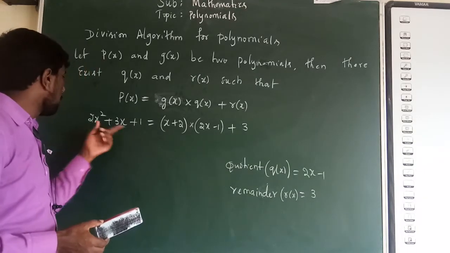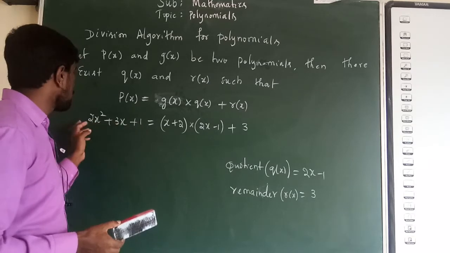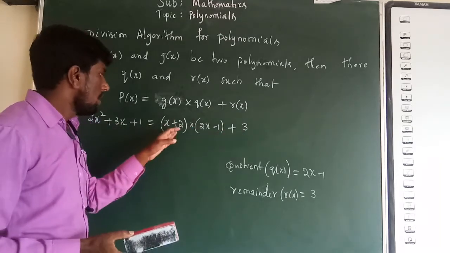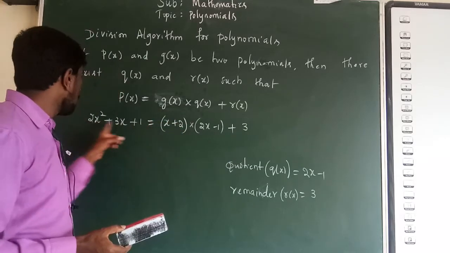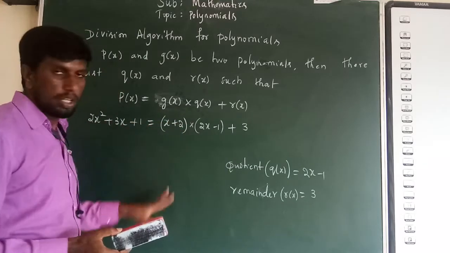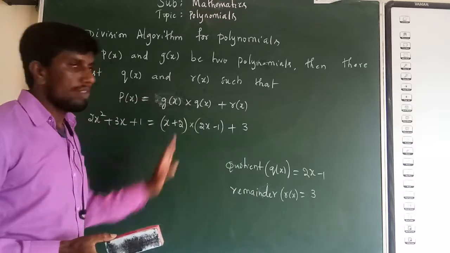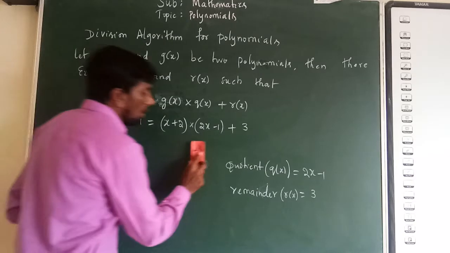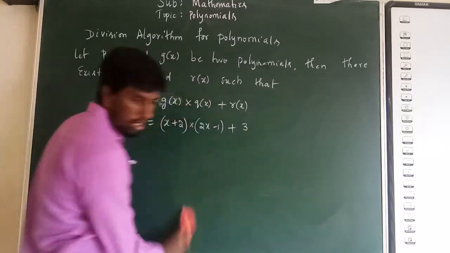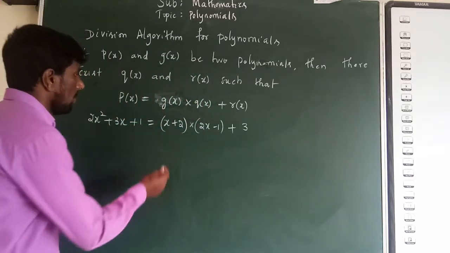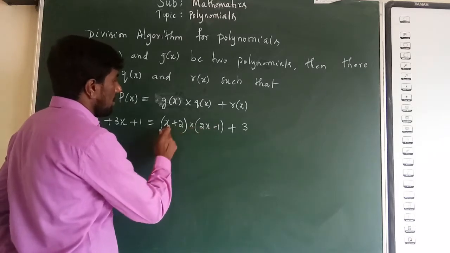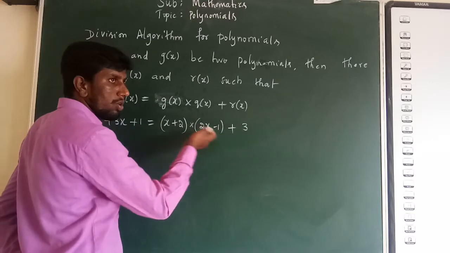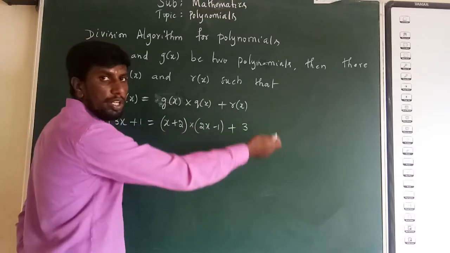LHS I am having a polynomial 2x square plus 3x plus 1, which is a quadratic polynomial. After simplifying this RHS, we need to get the same polynomial, that is 2x square plus 3x plus 1. Then only this equation is verified. Correct? So let us see whether it is verified or not. I have taken quotient and remainder. Okay. So here I am having a multiplication. So I need to multiply first, then I need to add with this because it is a polynomial rule. First we are going to multiply, then we need to add.